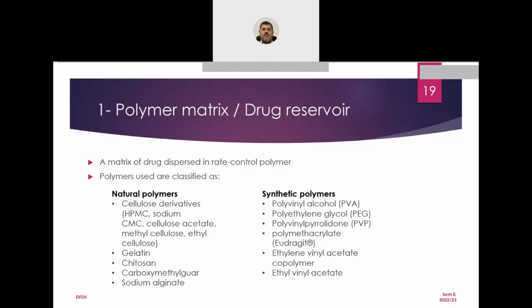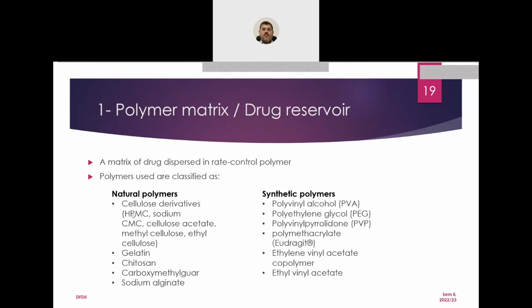either natural or synthetic polymers. This is one classification. Sometimes we classify them based on their hydrophilicity or hydrophobicity. We say hydrophilic polymers, hydrophobic polymers. Okay, so there are different classifications for polymers. But in general, if we classify them as natural and synthetic, we have a variety of polymers we can choose among. We have cellulose derivatives with different hydrophilicities and hydrophobicities.